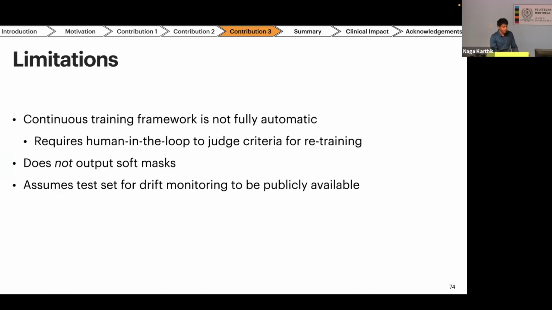And it also assumes that there's a public test set that is available to be downloaded. In our case, the public database only contained healthy participants, so this was okay. But future works could also have pathological data in the test set to be able to compare the drift more accurately.